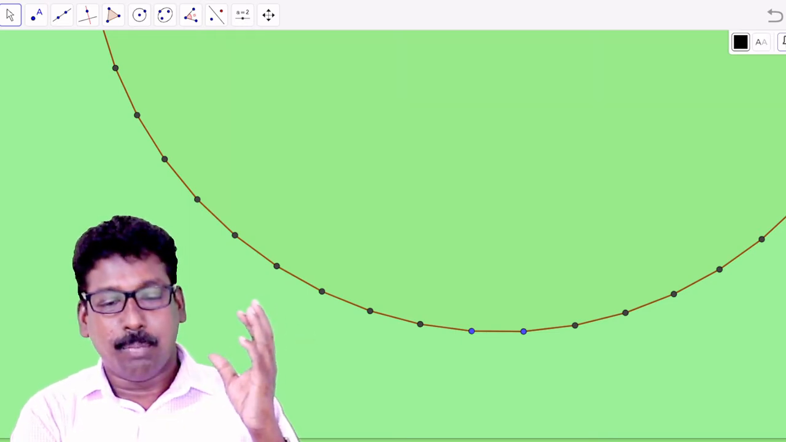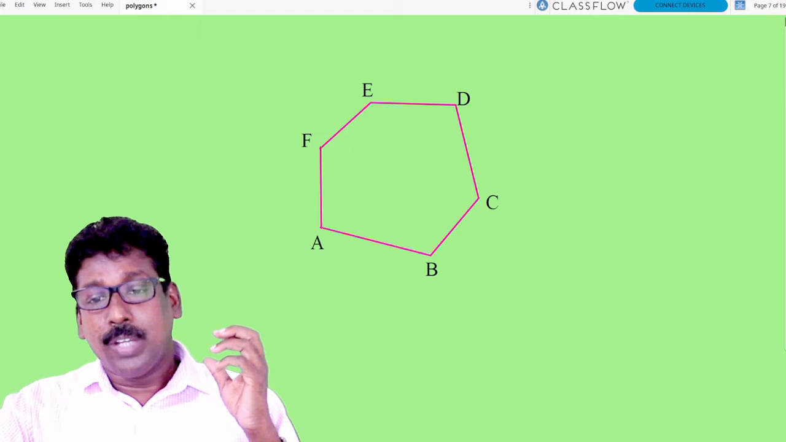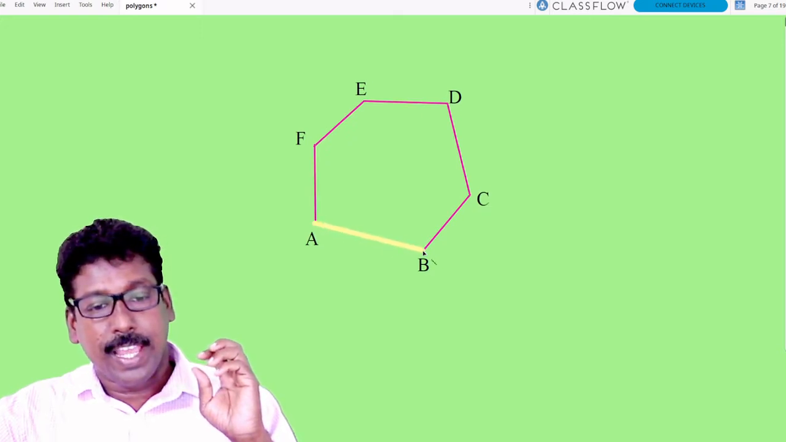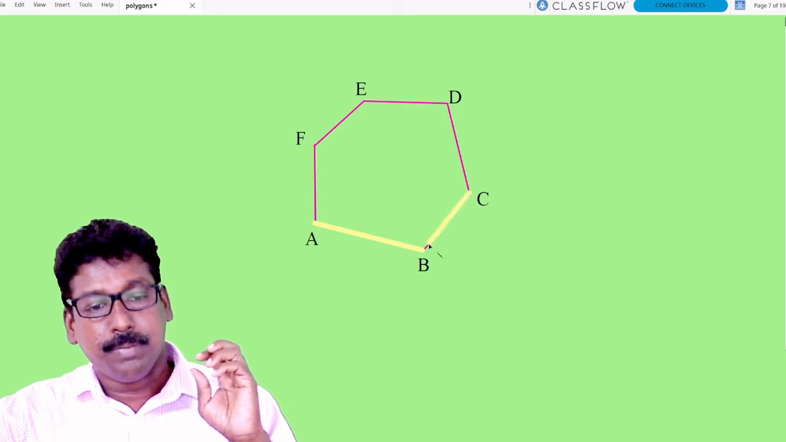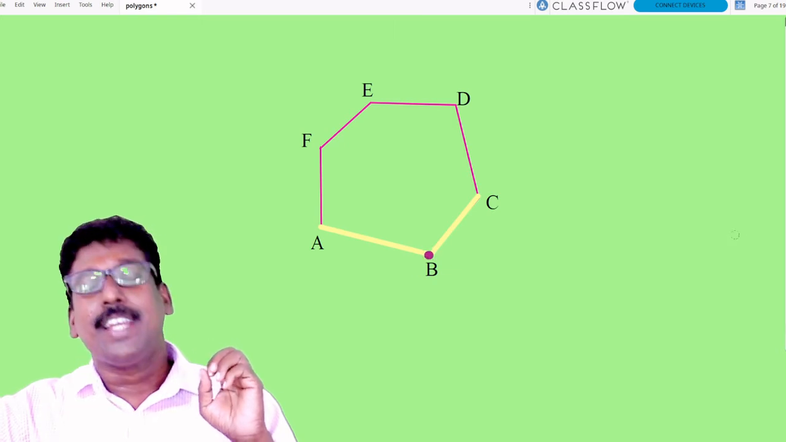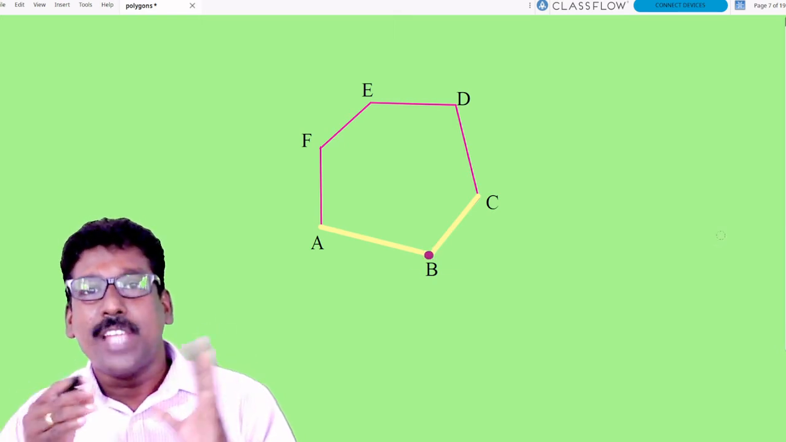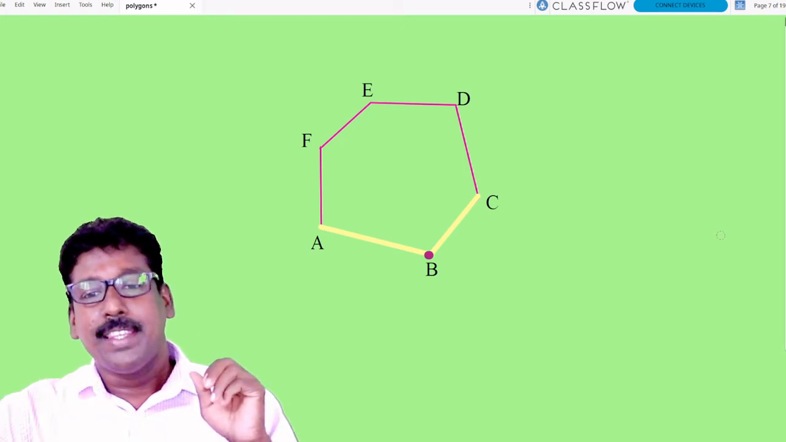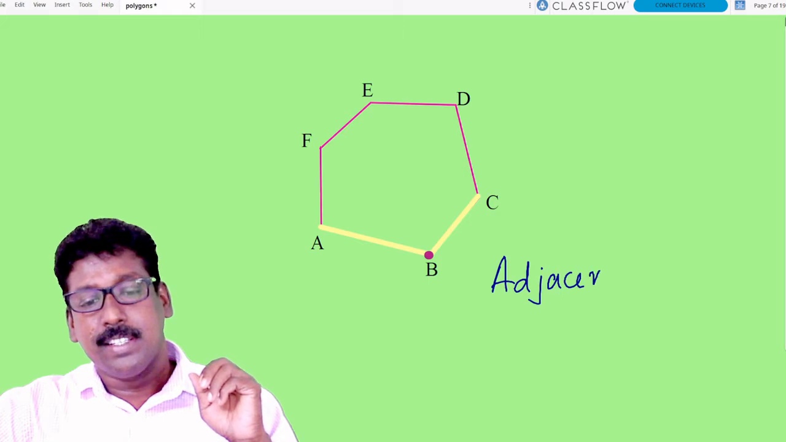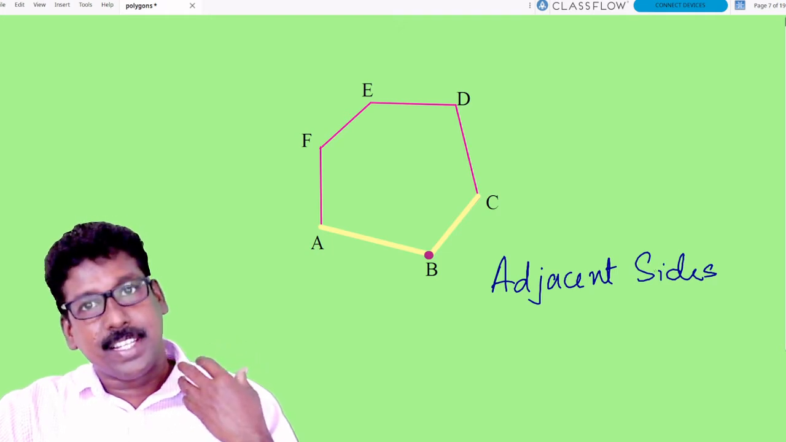Now come back to the polygon. Here you can see a polygon A, B, C, D, E, F. Now let me take 2 sides. One is AB, another is BC. In these 2 sides, B is a common point. If 2 sides have a common point, then we call these sides adjacent sides. So here AB and BC are adjacent sides.